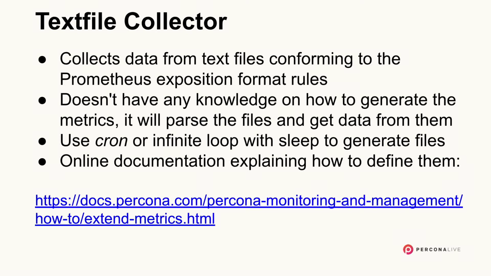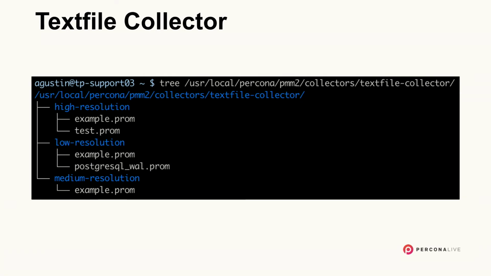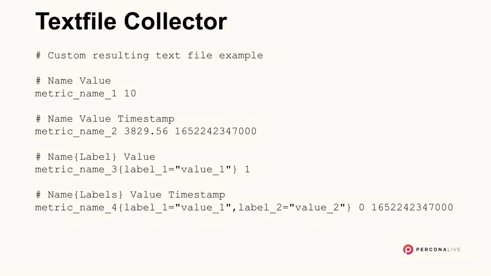Here again we have the online documentation and the tree showing the directories in which we need to add all the files. Again, we have some templates that show us the expected format the file should have. There are basically four ways of using metrics here. The simplest one is just the metric and the value. Again, PMM will add labels.